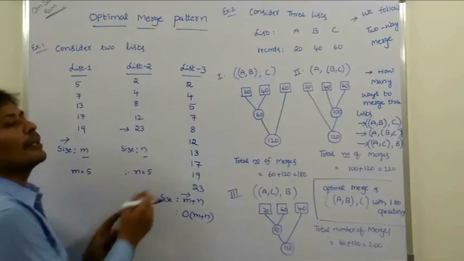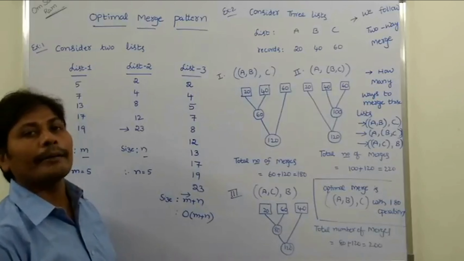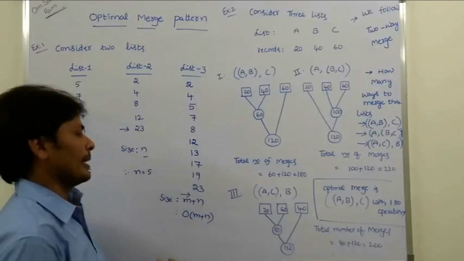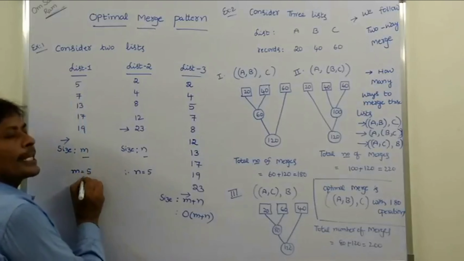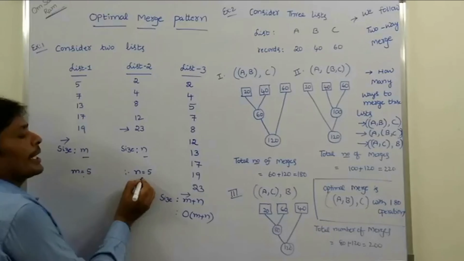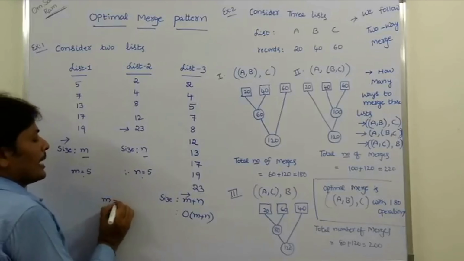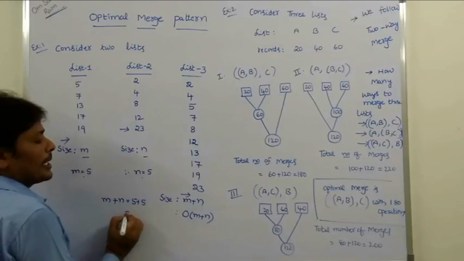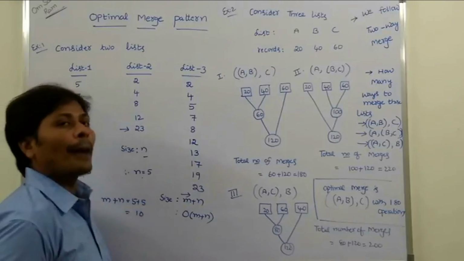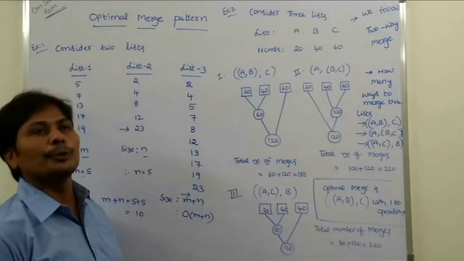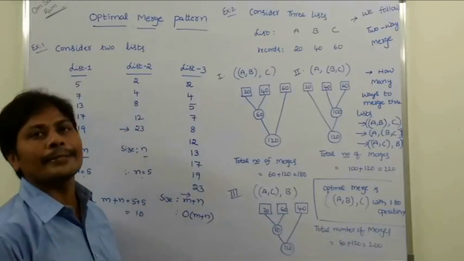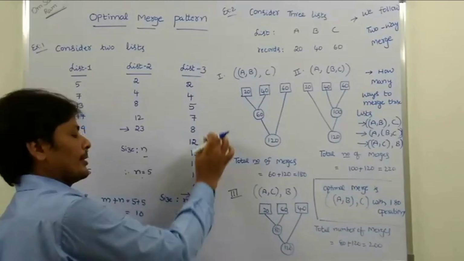How many comparisons are required to merge list 1 and list 2? List 1 contains 5 elements and list 2 contains 5 elements, that is m plus n, which is equal to 5 plus 5, that is 10. So 10 comparisons are required to merge list 1 and list 2 into a single sorted list, list 3.